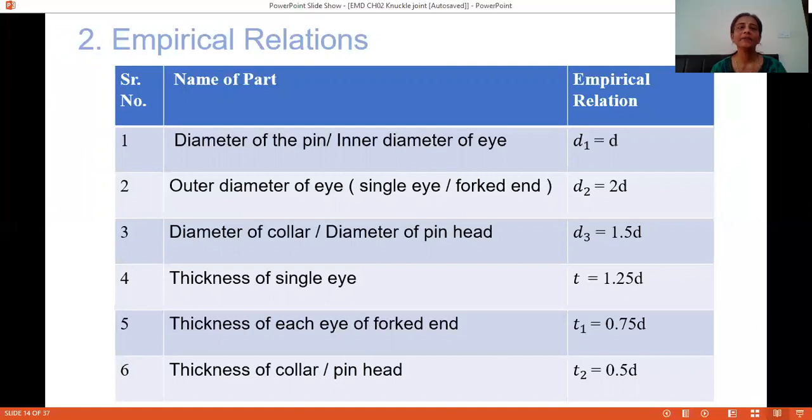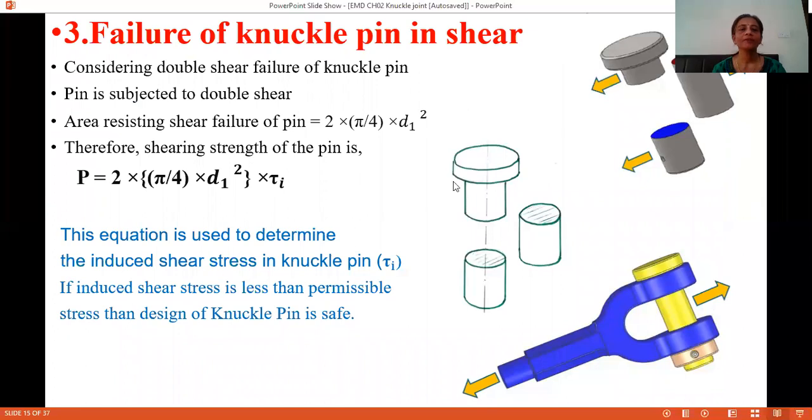But whenever we are using empirical relationships, we have to check the design, that whatever stresses are induced in the knuckle pin, single eye and forked end are within permissible limit or not. If they are all within permissible limit, then only our design will become safe. So now let us see one by one the failure of various parts to check the design.